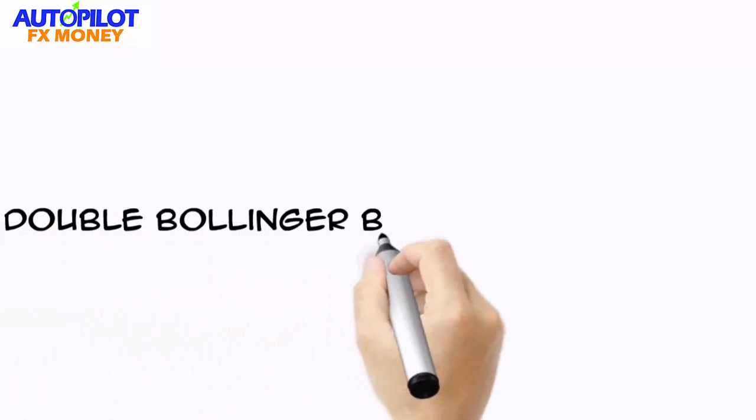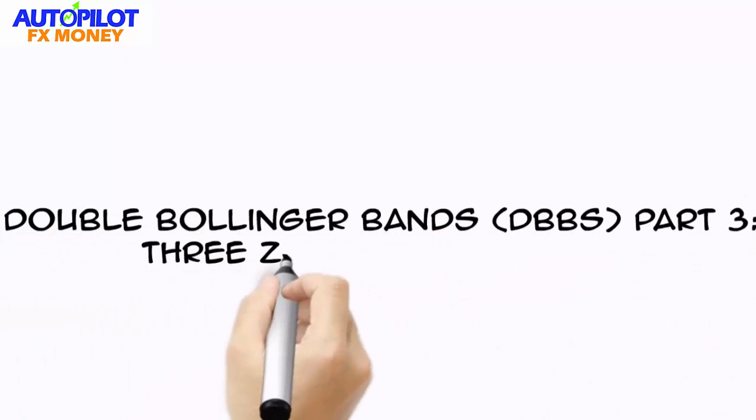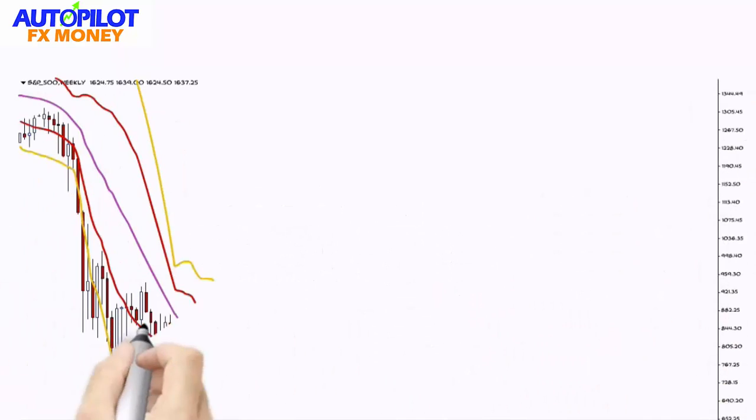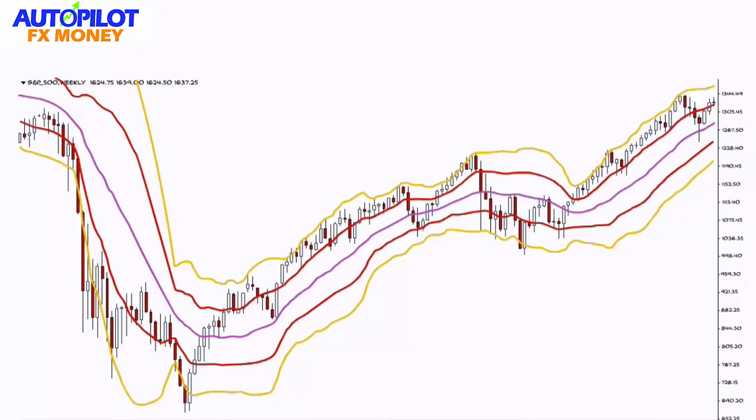Double Bollinger Bands, DBBs Part 3. 3 Zones, 4 Rules. Rules 1 and 2. Throughout this video, we'll be referring to various parts of this chart.